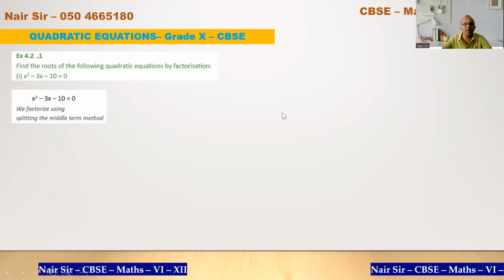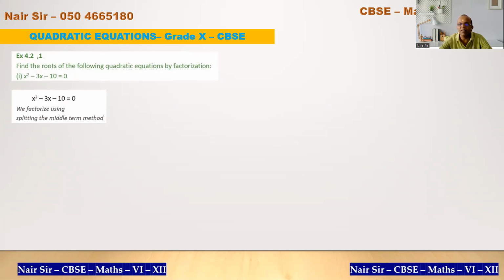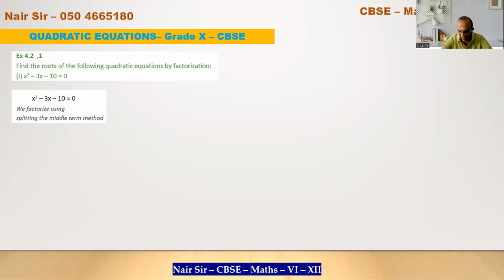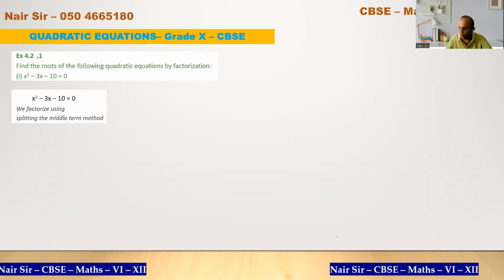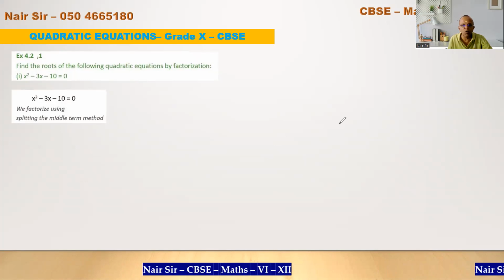Okay, x square minus 3x minus 10 is equal to 0, splitting the middle term. Now, when I say splitting the middle term, what do I need? I need to find two numbers. Forget about the negative or positive sign, we will take that later. I need numbers where the product is 10 and the sum is 3.